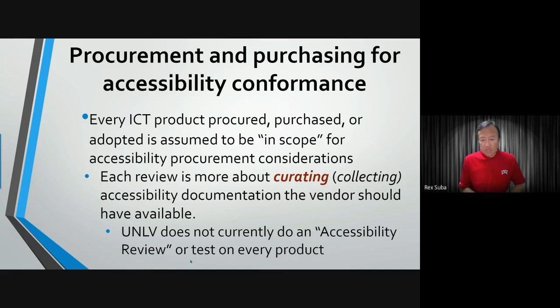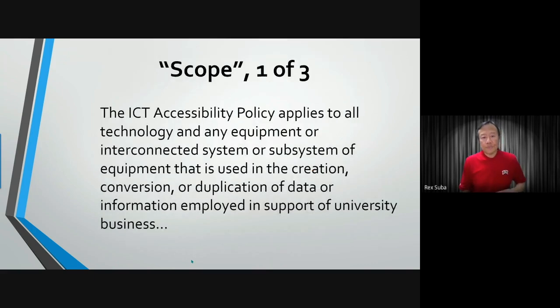UNR has a similar process. Northern Arizona University has a similar process. California State University Northridge has a similar process. We're all gathering this documentation. How far we go and what we do with some of these different bits of information may vary, but overall we have similar processes. This is a quick overview of the scope of the items that come into what we have to approve.